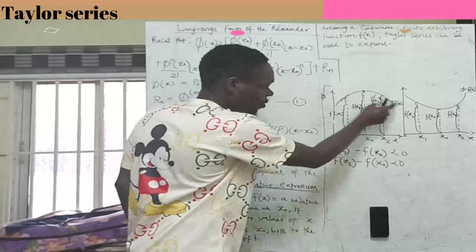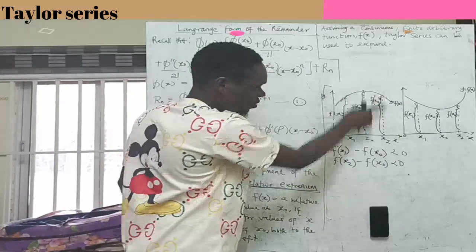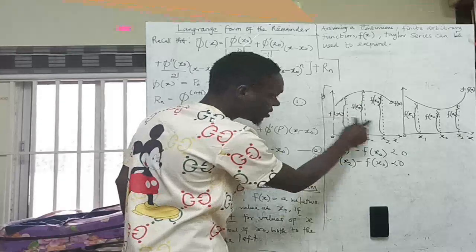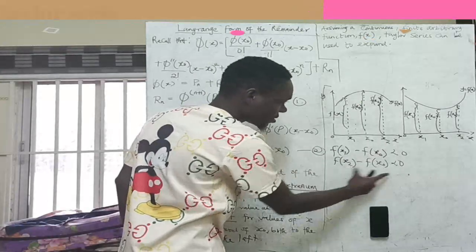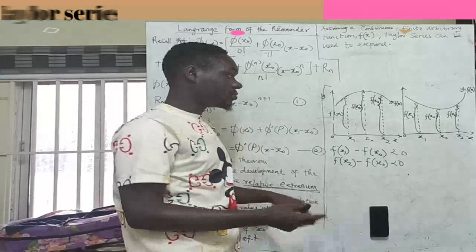And if we look at this to the right as well, here this is still bigger than this. So if we take the difference again, this minus this, the result will be negative. Being less than 0 means it is negative.